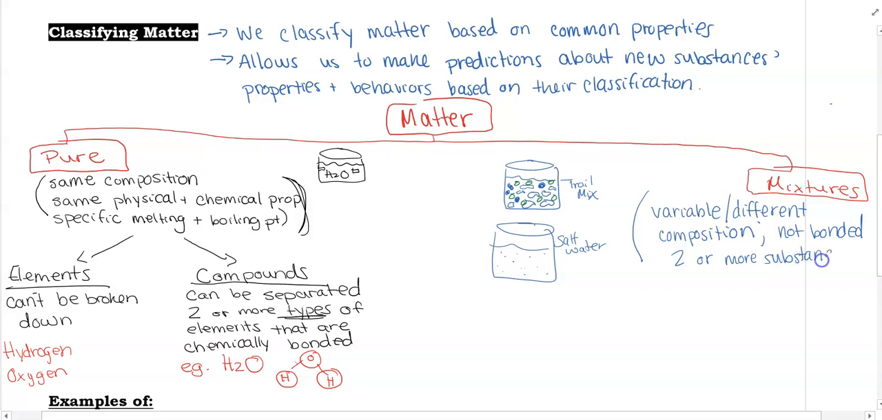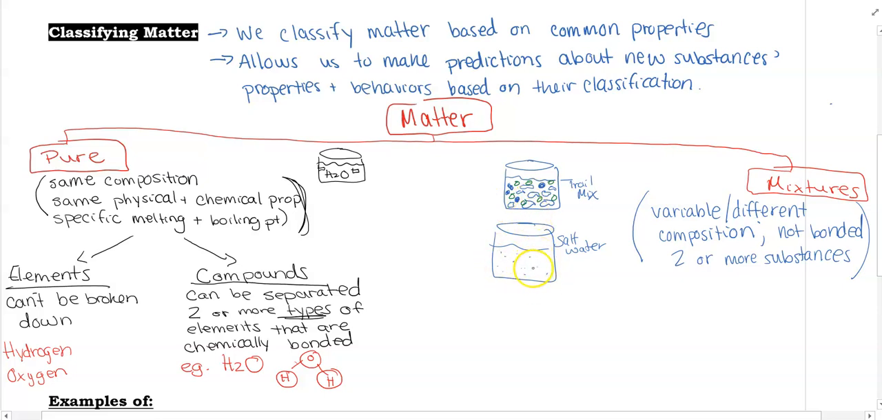So, two or more substances not chemically bonded. Okay? All right. So here's what I mean. When I have trail mix, I've got the peanuts, the raisins, and the M&Ms, and they're all hanging out together as one thing, trail mix, but they're not bonded to each other.